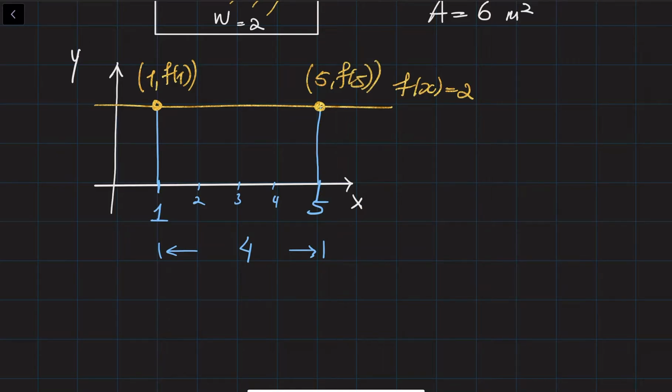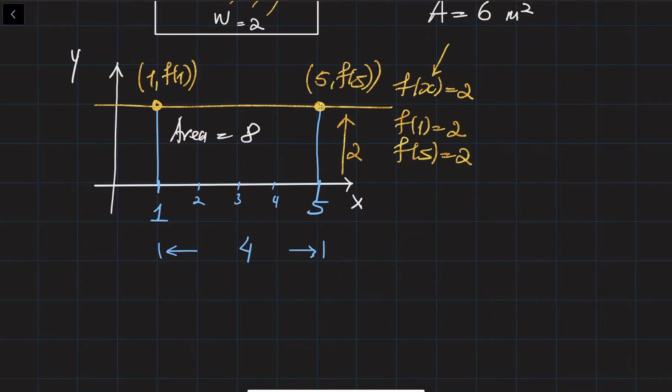It's always necessary to substitute x into the function in order to get the y coordinate of a point on the curve. If you substitute 1, it is equal to 2, and if you substitute 5, it's also equal to 2. So the height of this rectangle is 2, and the width is 4. That's why the area is equal to 8. We just multiply the width by the height. This is how we can find the area under a curve if the area is a rectangle.